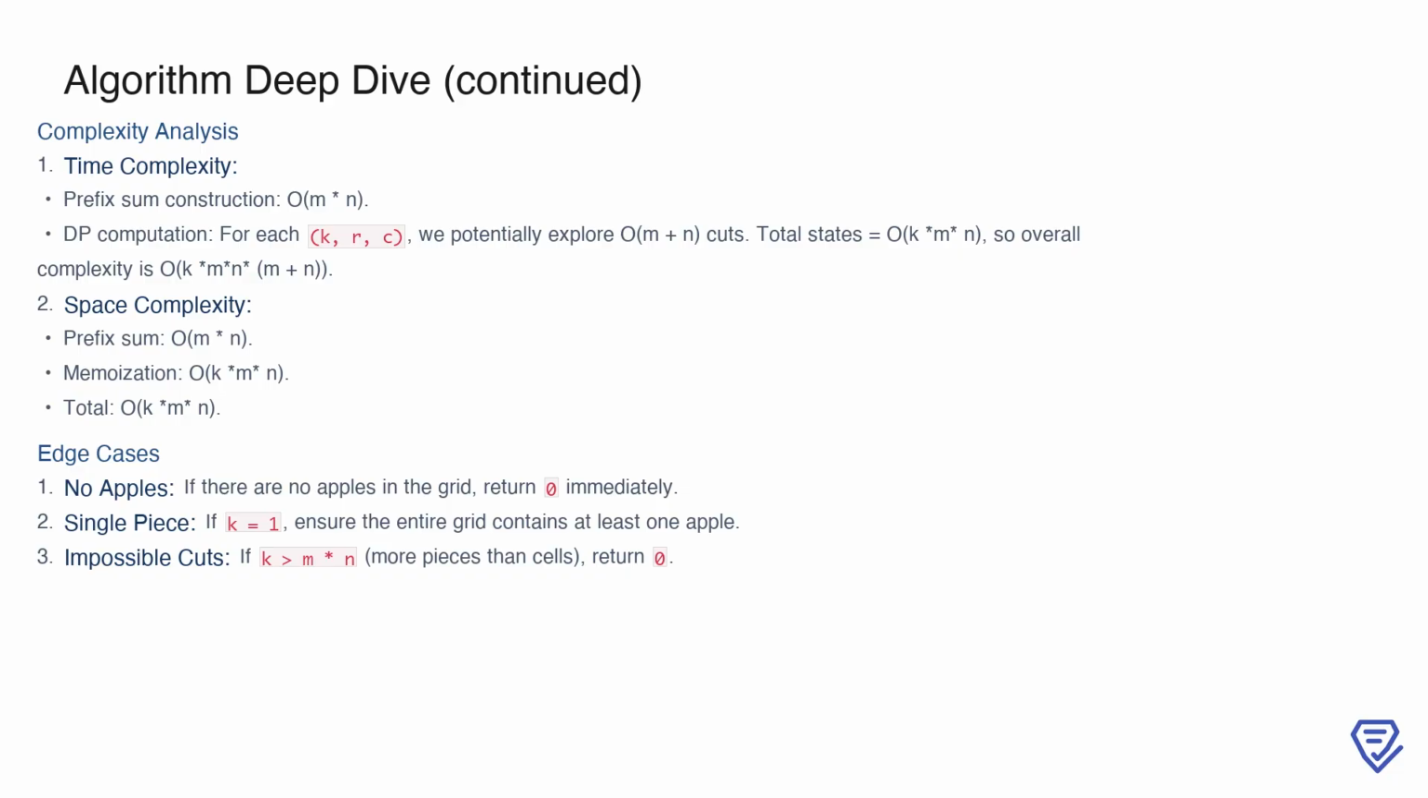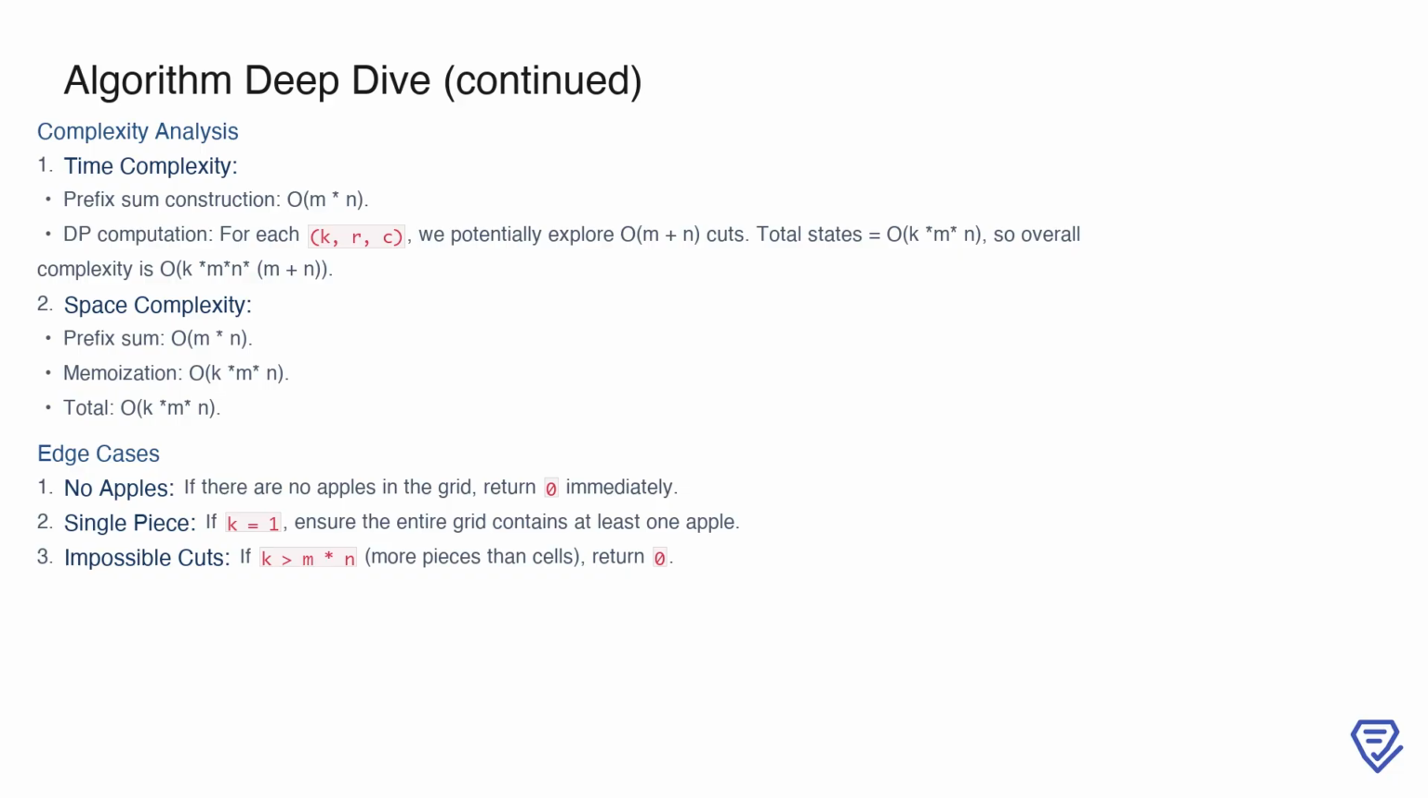Let's analyze the complexity of this algorithm. The time complexity starts with O(m*n) for constructing the prefix sum array. The dynamic programming computation involves exploring potential cuts for each state, k, r, c. For a given state, we may explore up to O(m plus n) cuts, and since there are O(k*m*n) total states, the overall complexity becomes O(k*m*n*(m plus n)).